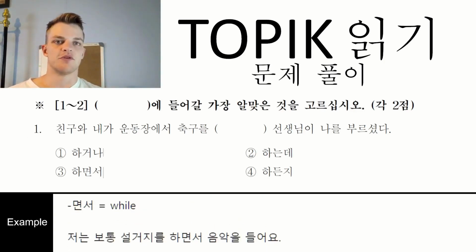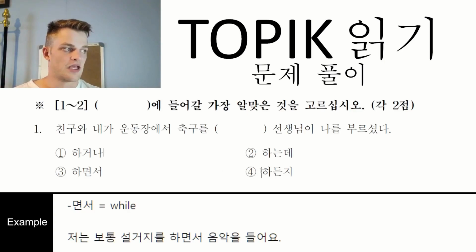So a good example for this one would be 저는 보통 설거지를 하면서 음악을 들어요. This means usually while I'm doing the dishes, I listen to music. So these two actions are happening at the same time. 설거지 하면서 음악을 들어요. So 이거 하면서 그거 해요. Two things happening at the same time.